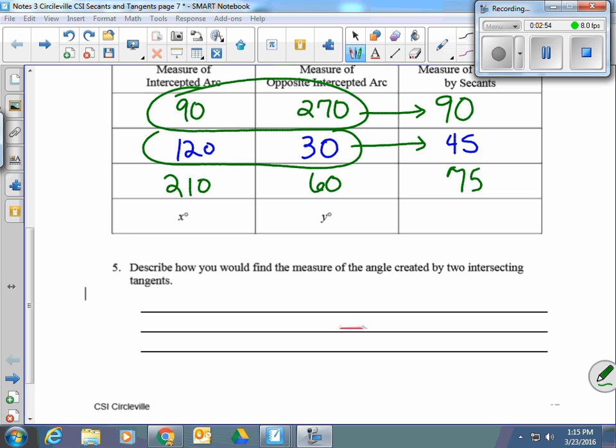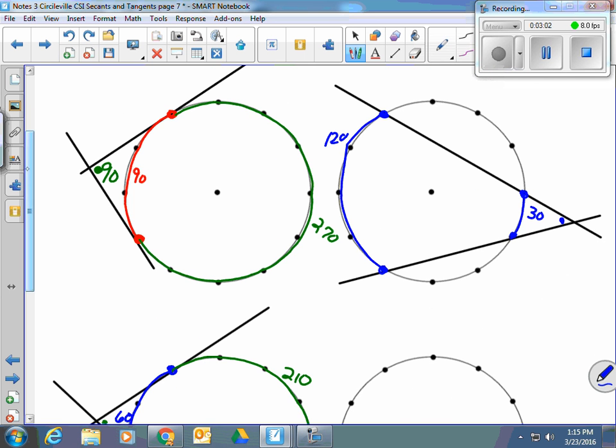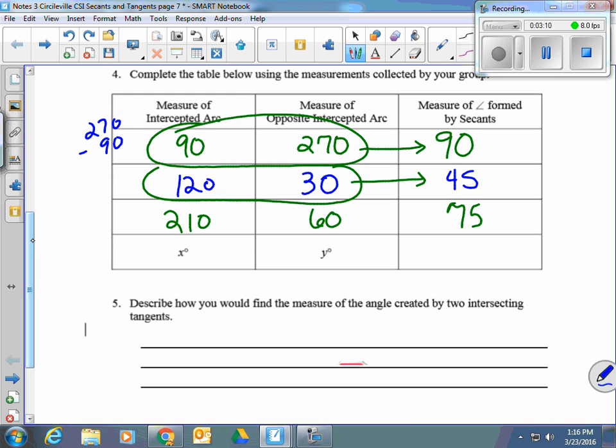Okay, so if I have my angles here, what I'm going to do is subtract my numbers, 270 minus the 90. Remember, those are the measures of my arcs here, my 90 and my 270. If I subtract those two arcs, that gives me what, 180? Divide by 2, does that give me 90? Possibly. 120 minus 30 gives me what, 90? Divided by 2, does that give me 45? And again, 210 minus 60 gives me 150, divided by 2, which gives me 75.